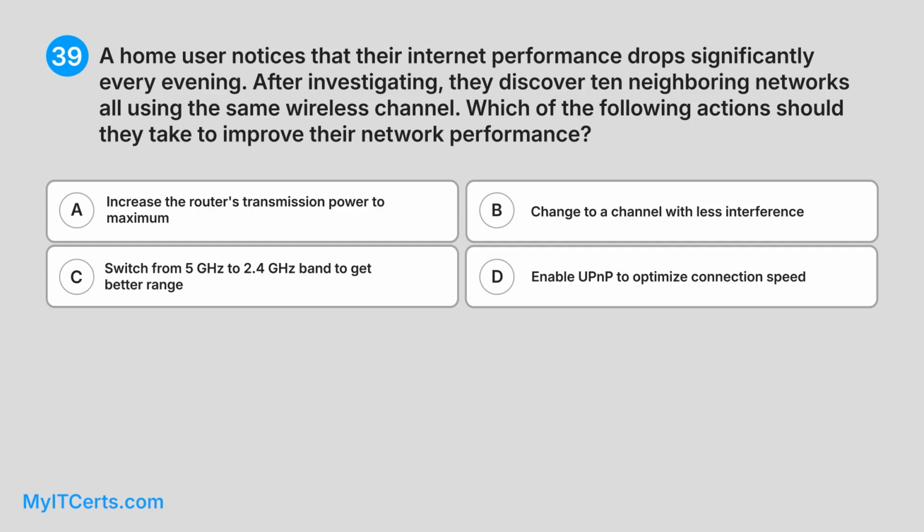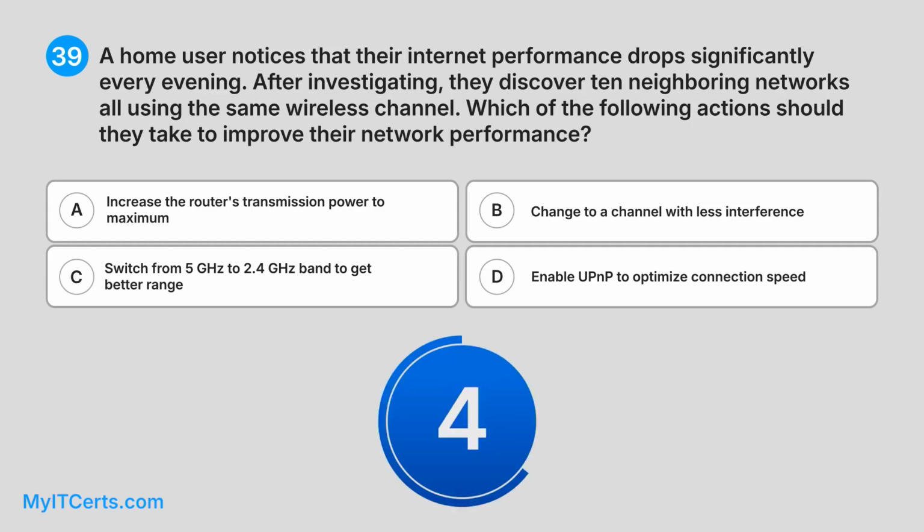A. Increase the router's transmission power to maximum. B. Change to a channel with less interference. C. Switch from 5 GHz to 2.4 GHz band to get better range. D. Enable UPnP to optimize connection speed. Do you know the answer?